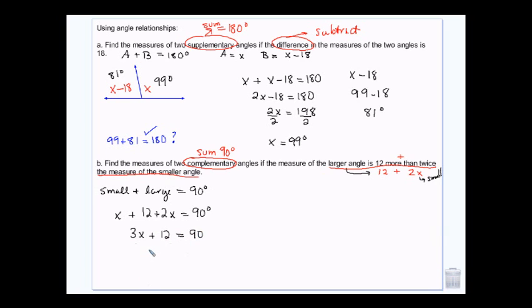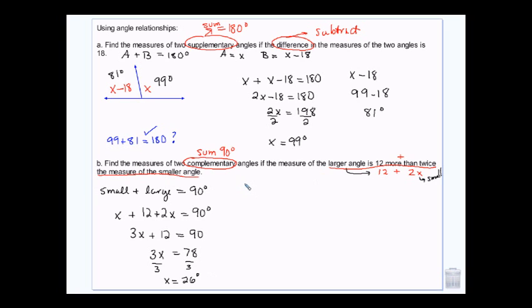Okay. Subtract 12 from both sides, and I'm going to get 78. Divide by 3, and I'm going to get 26. So the small angle is 26 degrees.